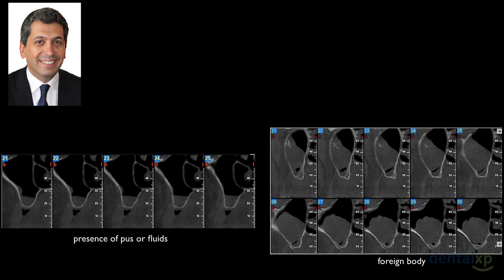Sometimes we have the presence of pus or fluids, like you can see here. And here we definitely have to get an ENT consultation in order to rule out any chronic or acute sinusitis. We can have some foreign body inside the sinus, as you can see here. Usually it can be some root fragments, or some material from previous endodontic treatment that can be encapsulated and lead to some infection or aspergillosis, for example, that can also complicate our sinus floor elevation technique.